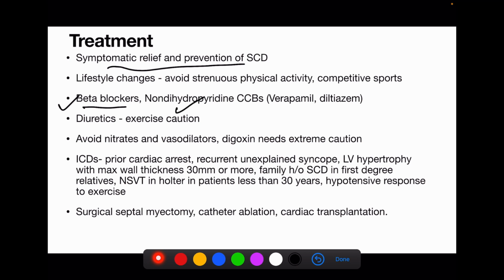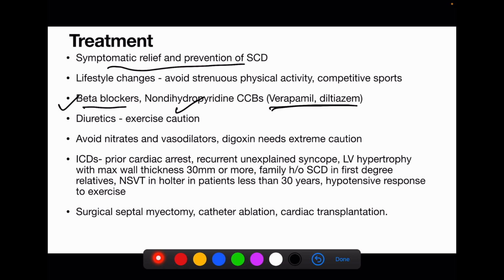And the other thing is non-dihydropyridine calcium channel blockers. These will be drugs like verapamil and diltiazem. These drugs will also reduce the heart rate and give more time for the heart to be in diastole and fill with more blood, and more blood, less murmur. The drugs you can use here are verapamil and diltiazem. You can't give drugs like nifedipine or amlodipine, the dihydropyridine calcium channel blockers, because those drugs decrease the afterload.